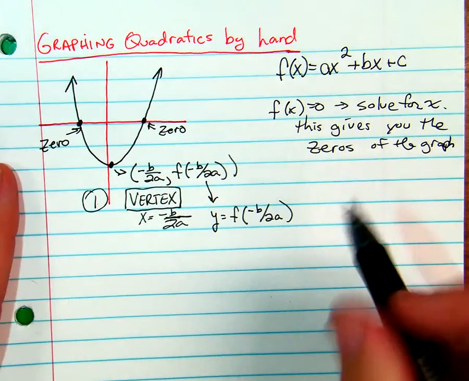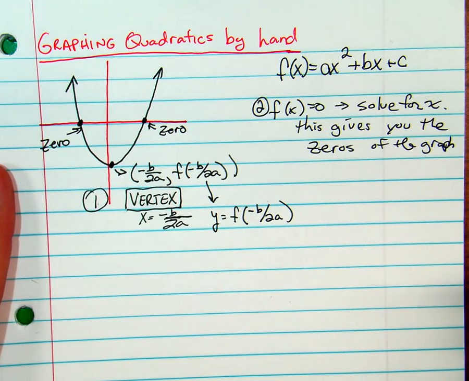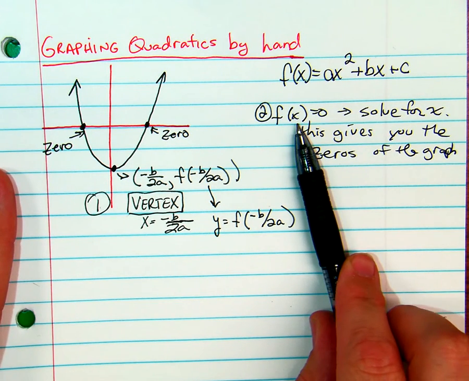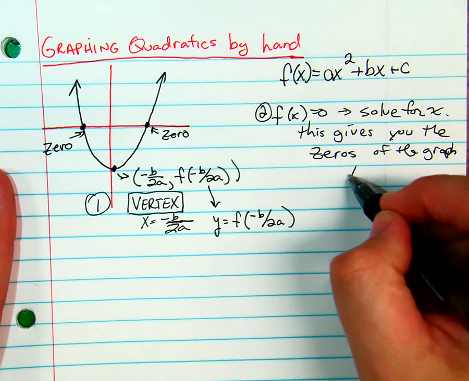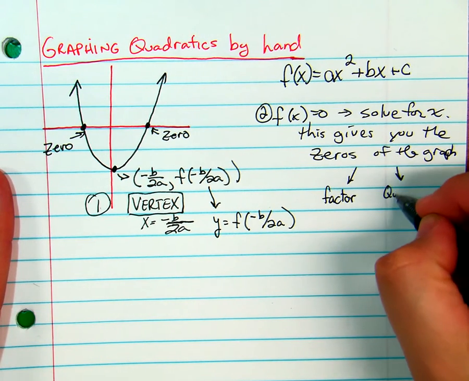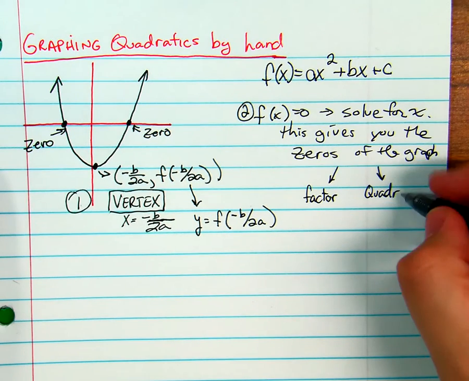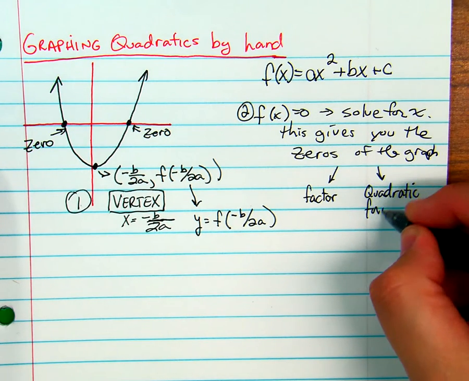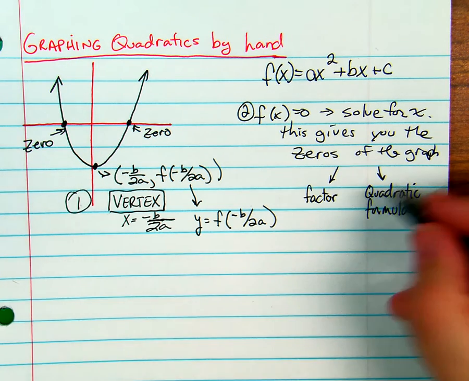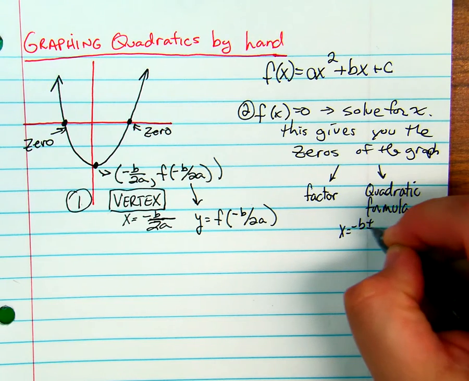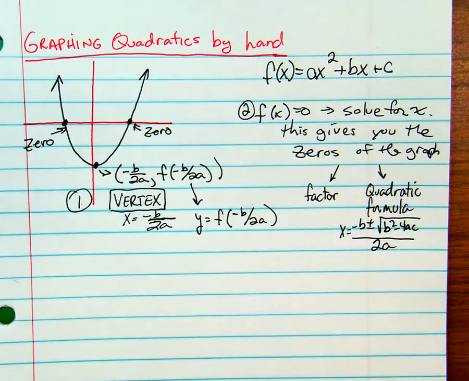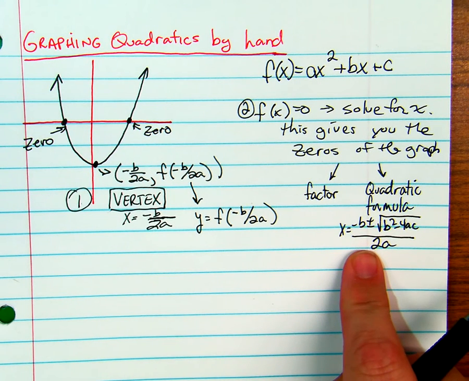Now, the second thing, to find your zeros, set your function equal to 0 and solve for x. Two ways you can go about doing this. You can factor it, or you can use the quadratic formula. So you can use x is equal to negative b plus or minus the square root of b squared minus 4ac all over 2a. That will always give you the values that you need.